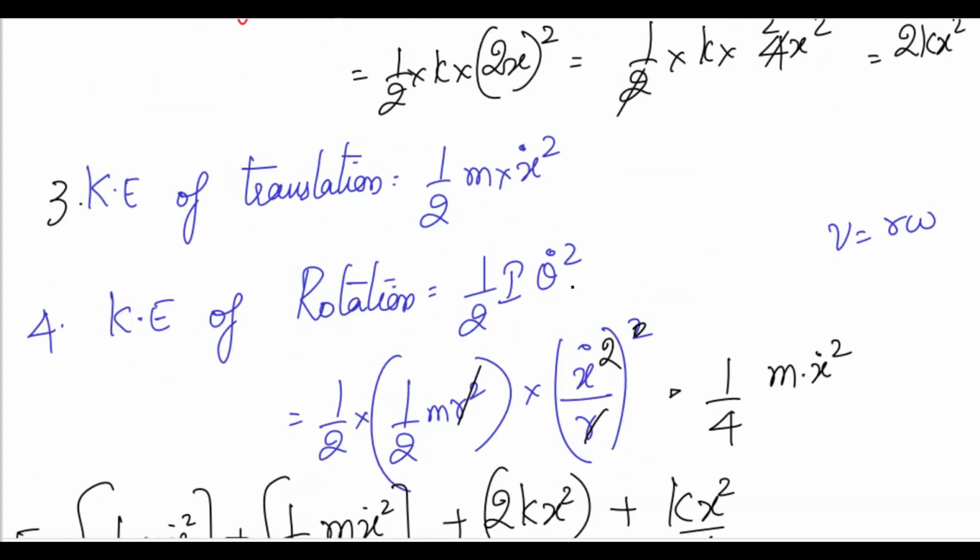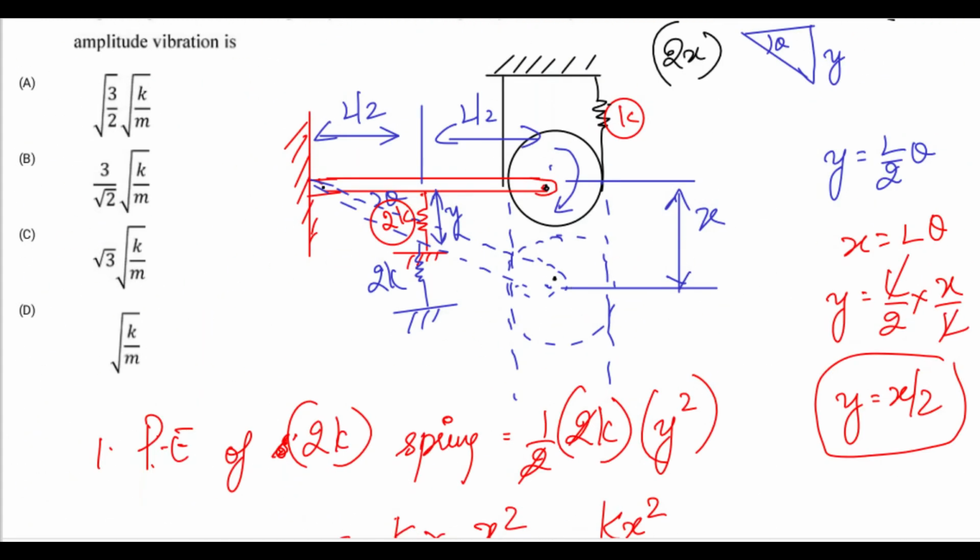Okay, so let's check in which option we have this. So yeah, root of 3 root of k by root of m. So this is the final answer.